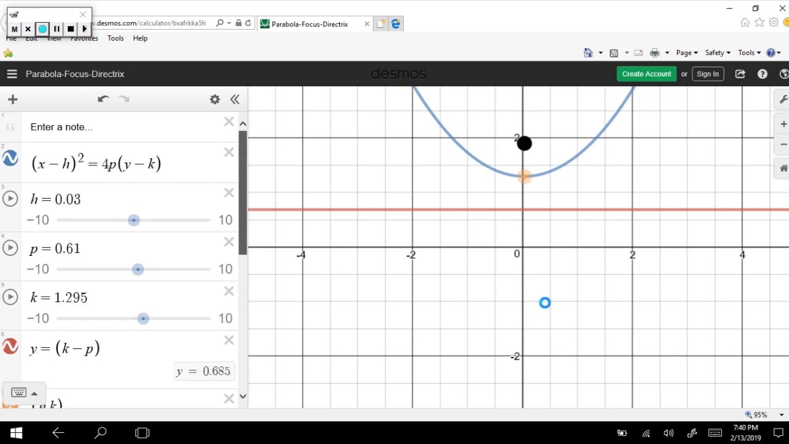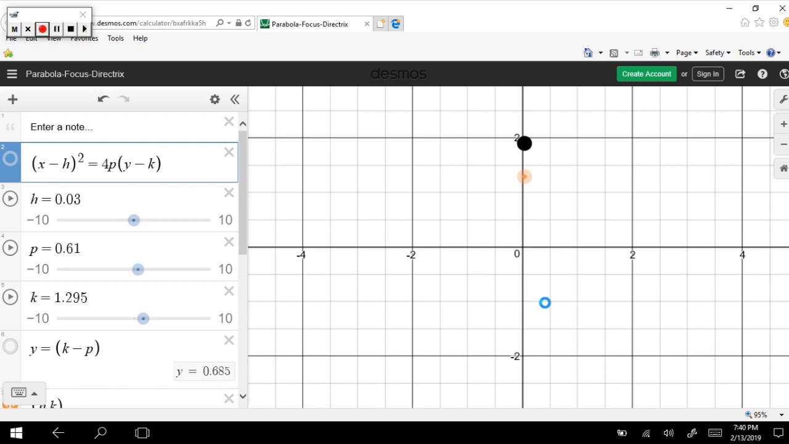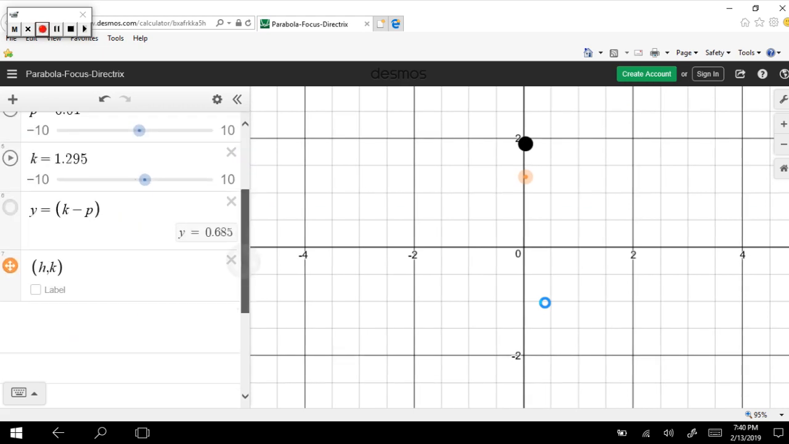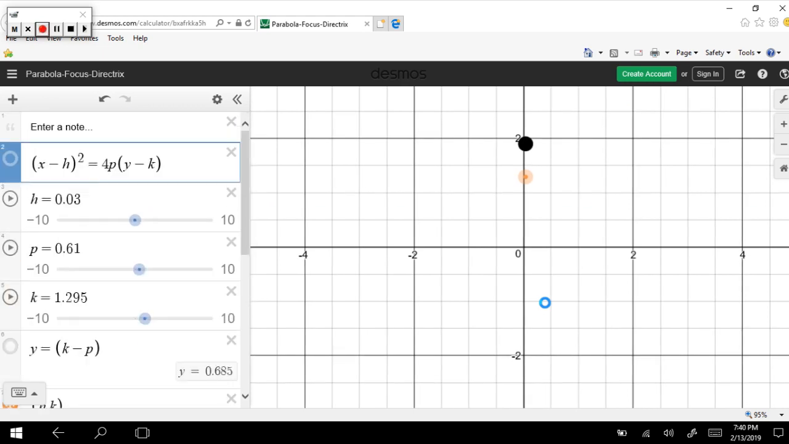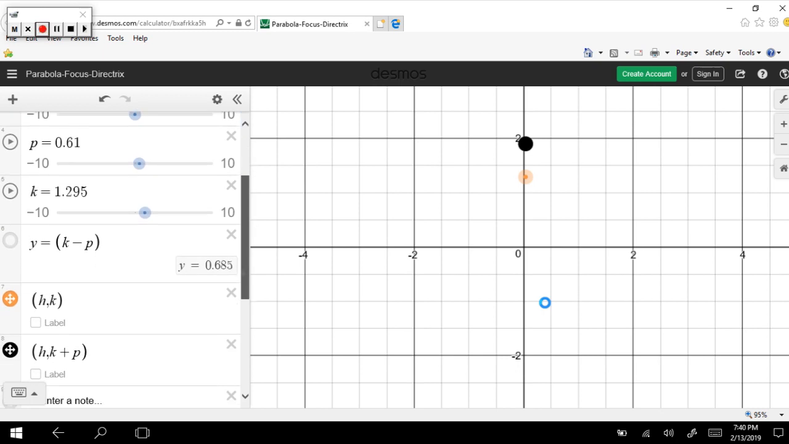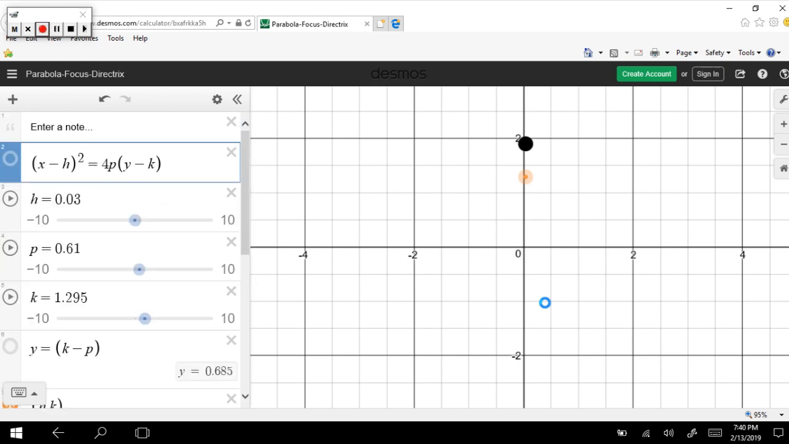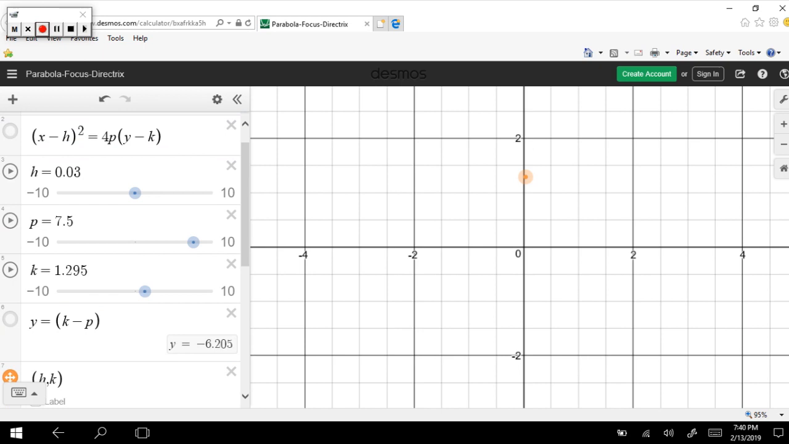Well, what if I was interested instead in a left and right parabola, like one that goes horizontally? Well, we can do the same thing here. Hold on. Oh, this is going nuts. Yikes, hold on.